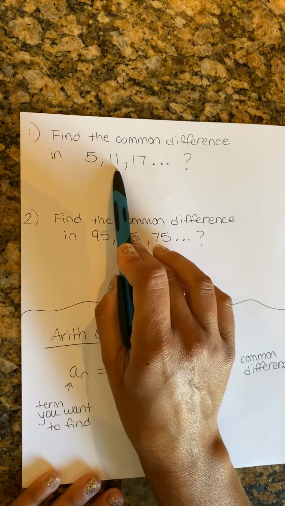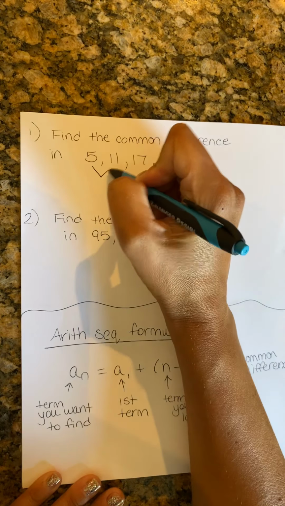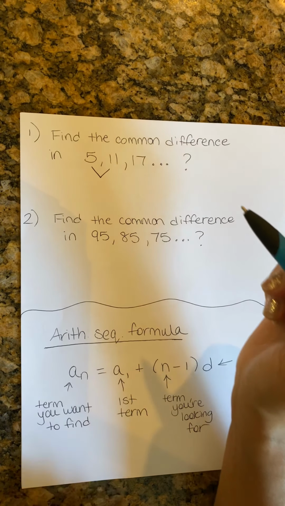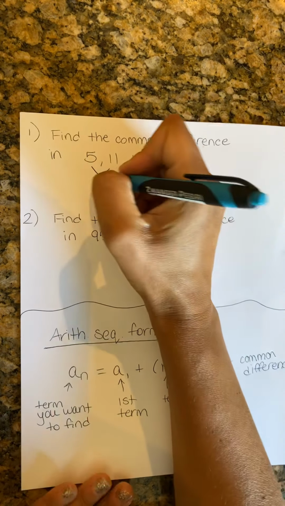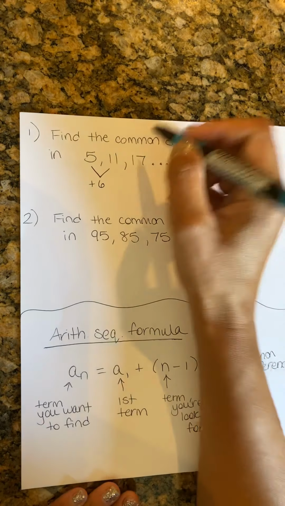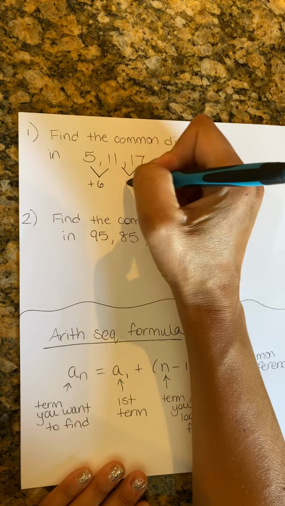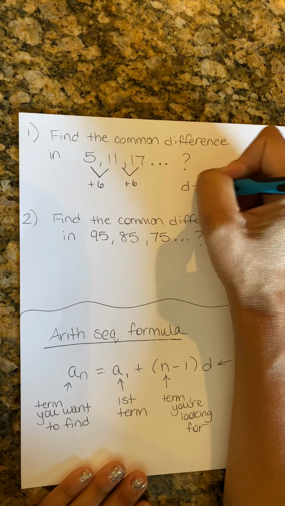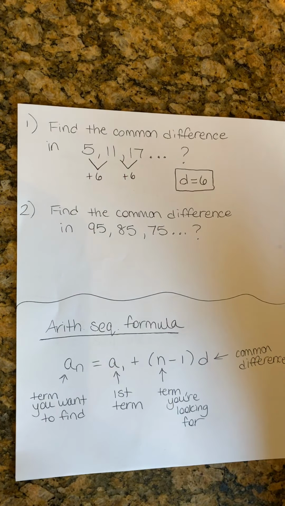So 5, 11, 17, and so on. How do I get from 5 to 11? So let's say 5, 6, 7, 8, 9, 10, 11. I am adding 6. How do I get from 11 to 17? Well, it should be adding 6, but you always want to check, because if it's not the same, it is not an arithmetic sequence. So 11, 12, 13, 14, 15, 16, 17, we are adding 6. Therefore, we can say that our common difference is 6. And that's all it is. It's very simple.